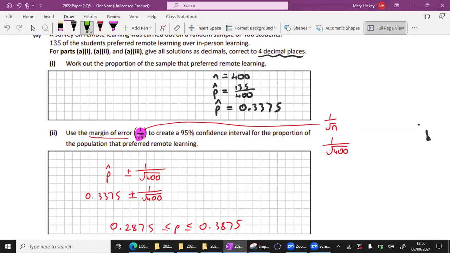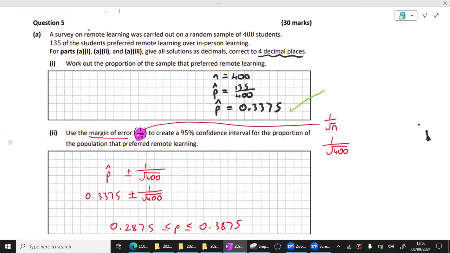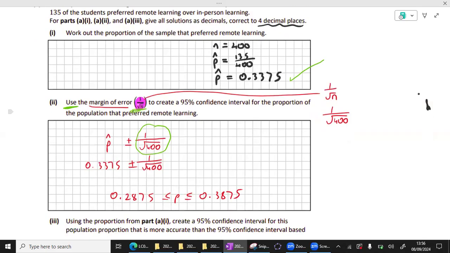So what I've done is in part one, I got my p hat. In part two, I've used the simplified version instead of the one that we have been studying. Why? Because they've told me in the question that I have to use that. That's what they've said. Use this to create a confidence interval. So now I've done that.